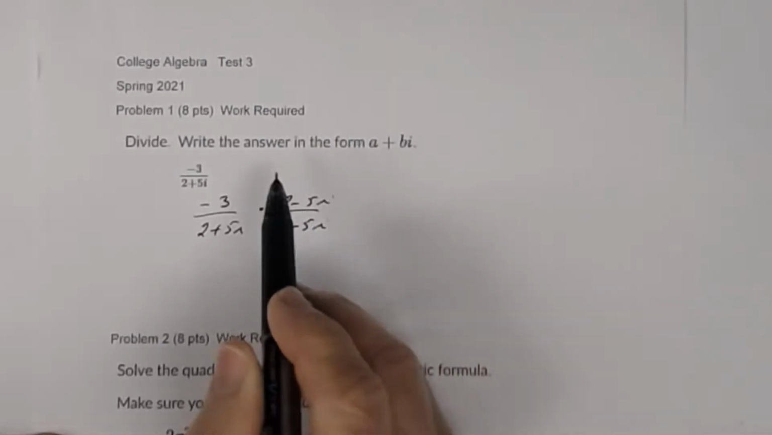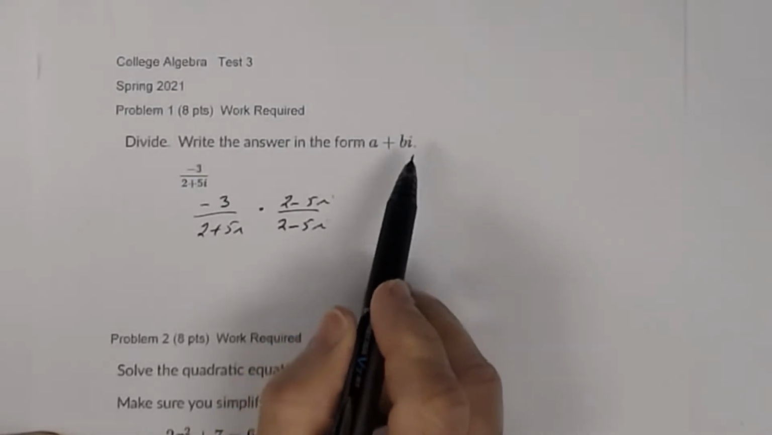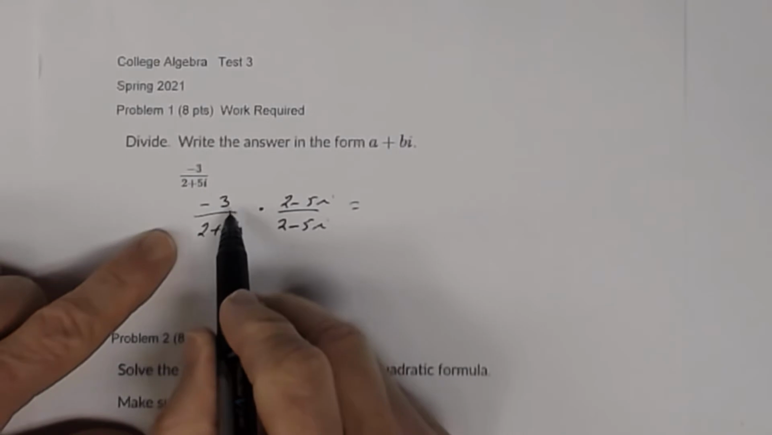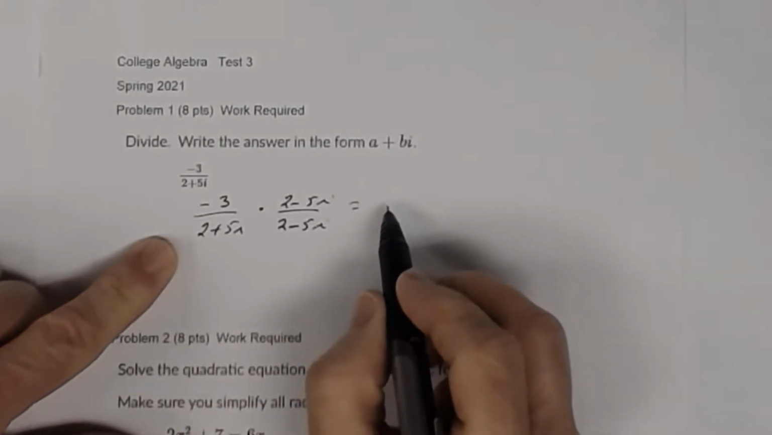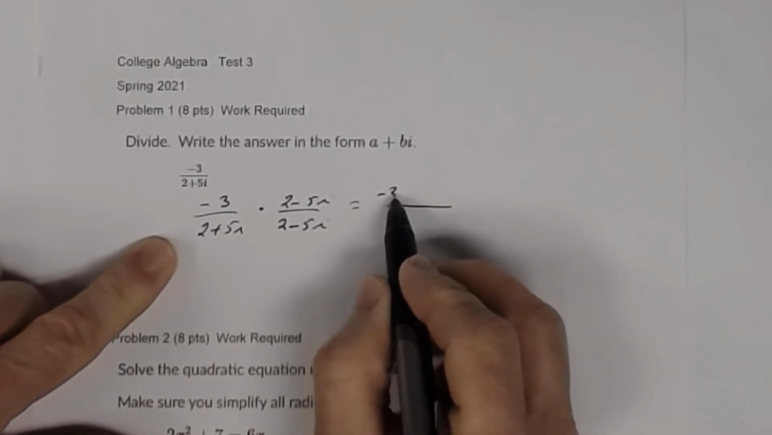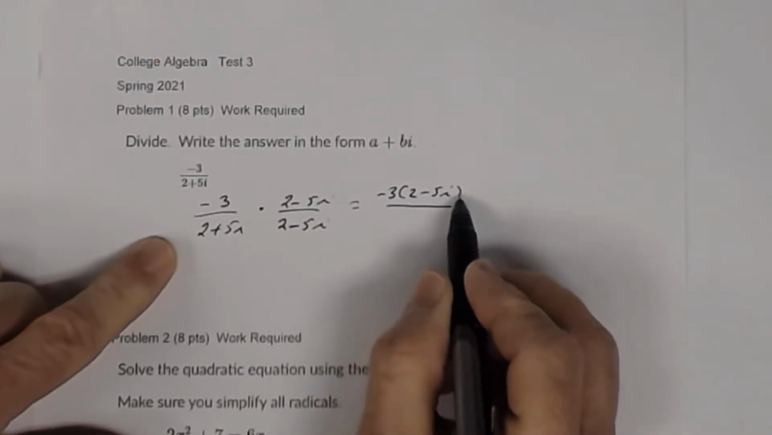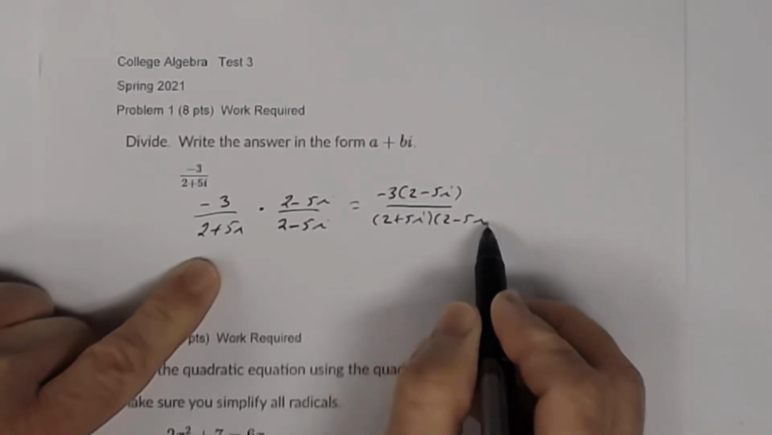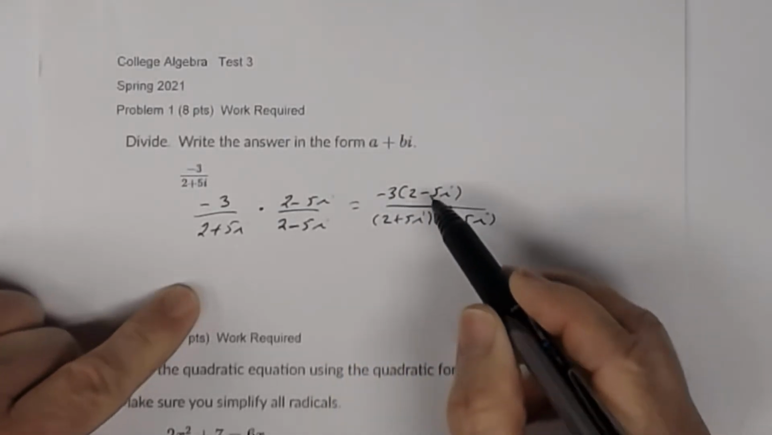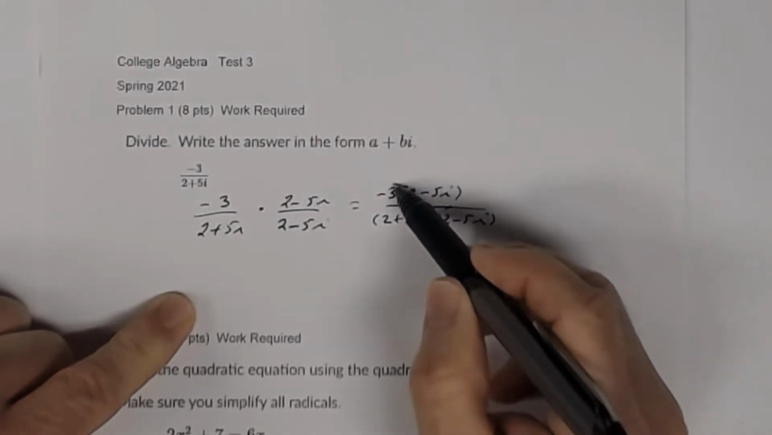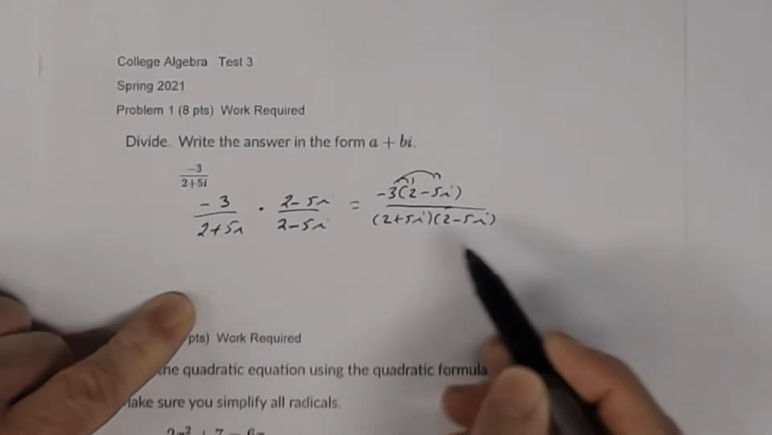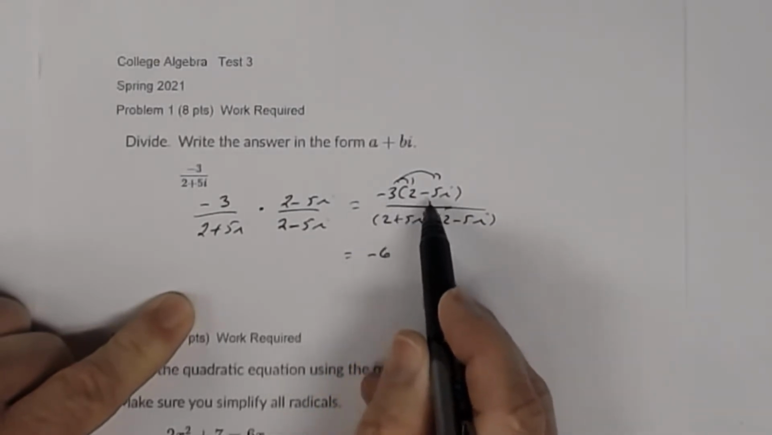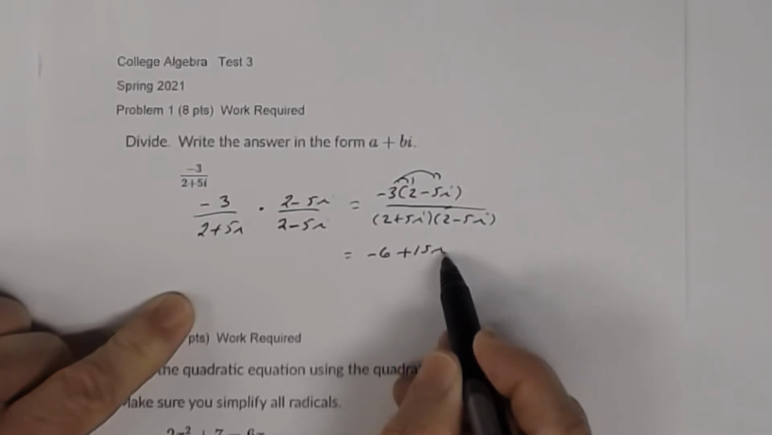All right, now remember, it does say show work, and you want to write the final answer in the form a plus bi. So what you may want to do first is to rewrite this product as one fraction. So you have negative 3 times 2 minus 5i, and then you have 2 plus 5i times 2 minus 5i. All right, now in the numerator, we're going to go ahead and distribute the negative 3. And when I do that, we get negative 6, and then a negative 3 times a negative 5i is plus 15i.